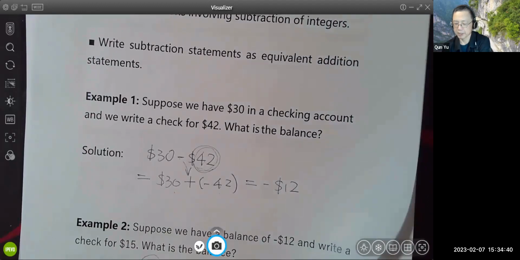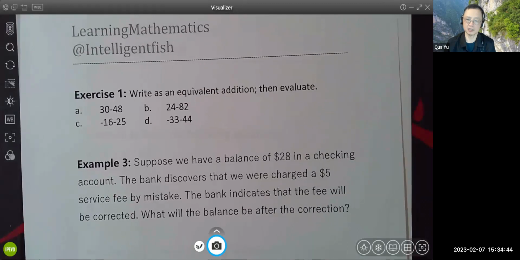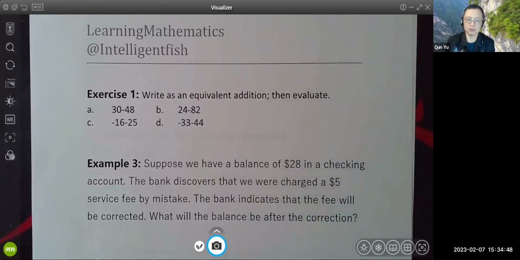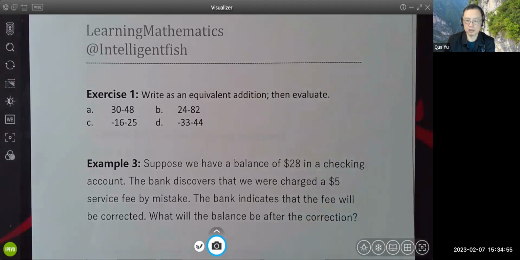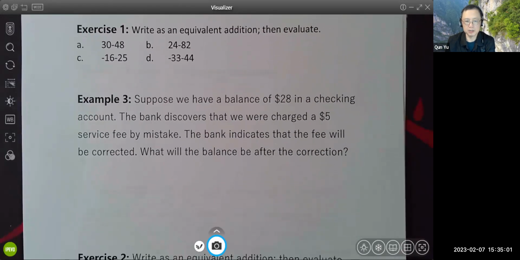Move on to the next page. This is your first set of exercise questions. The answers to these exercise questions are in the comment area of the video. And if you have questions, also post them in the comment area. Now, move on to the next example.